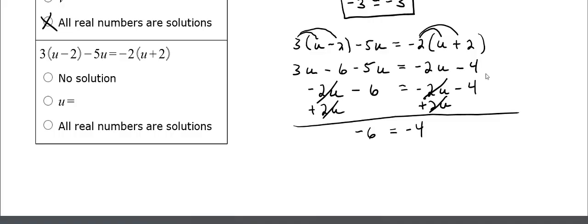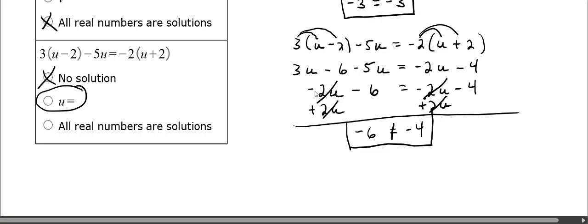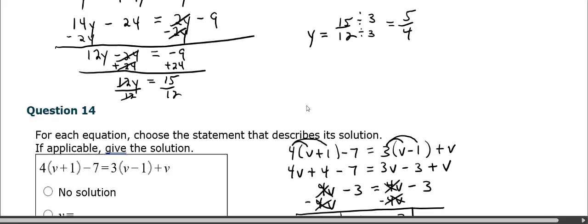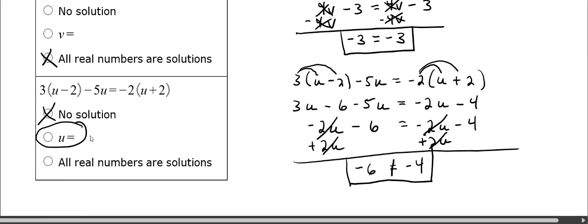In our first example, the left-hand side equaled the right-hand side, so we have an infinite number of solutions. When our variables are eliminated completely and the statement is false, negative 6 does not equal negative 4, then we have no solution. When would we have a solution like u equals something? In problems like we did previously, where we solved and we got, in this case, v equals negative 1. So if the variable is not eliminated and you can finish the problem, that's where you'll put in a value for whatever the variable is.